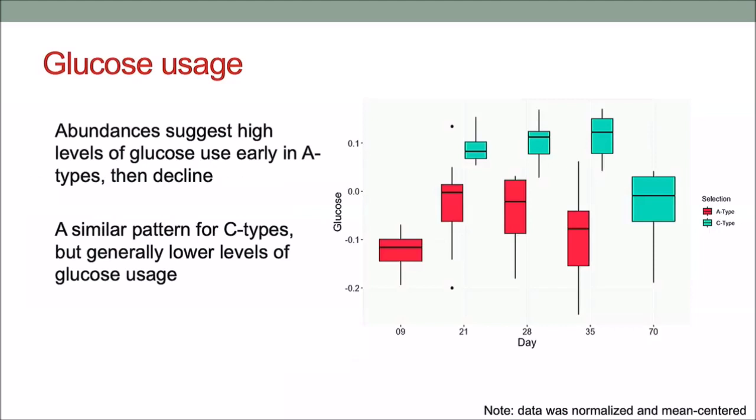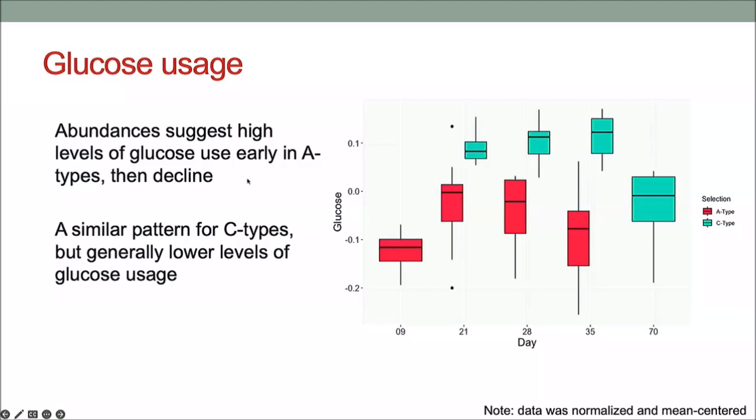But the one pattern that jumped out to us immediately was this apparent difference in glucose usage, right? And I'll come back to this. Obviously, I'm making an assumption that abundance is related to usage, which may or may not be the case, but we can just make that assumption for now. So if we look at this, the red are the A-type populations, the blue are the C-types, and we can see the abundance of glucose in the C-types is quite low at this first day 9.